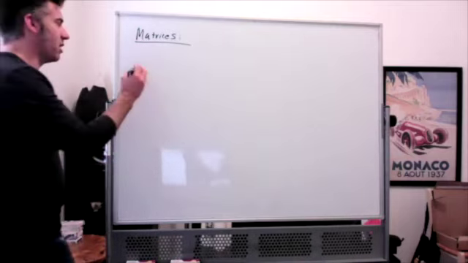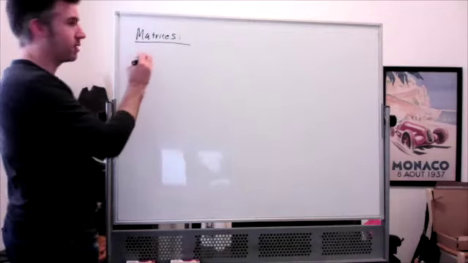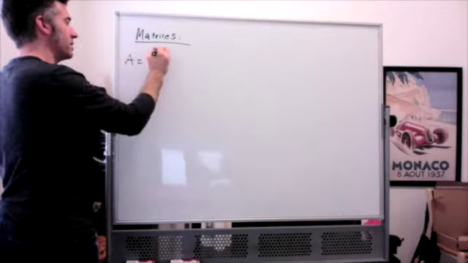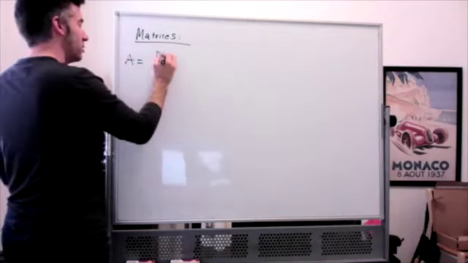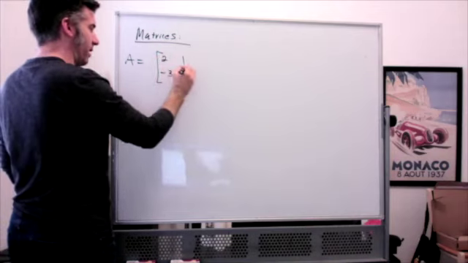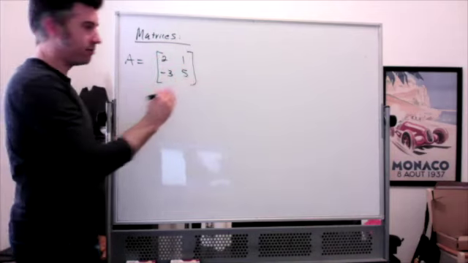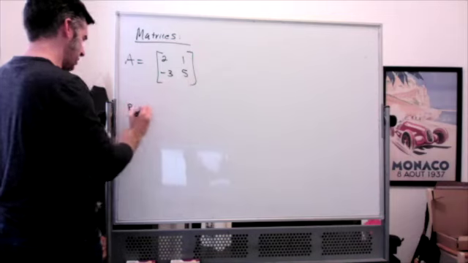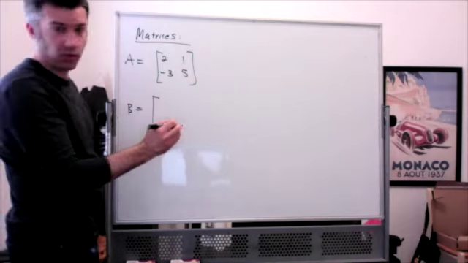But let's talk about some non-row or column vectors like the following. Let's say A is the 2x2 matrix 2, 1, negative 3, 5. B is also a 2x2 matrix, 4, 0, 1, 3.